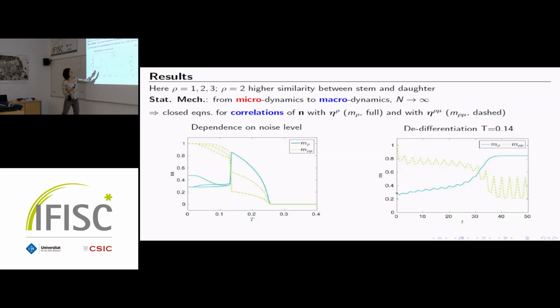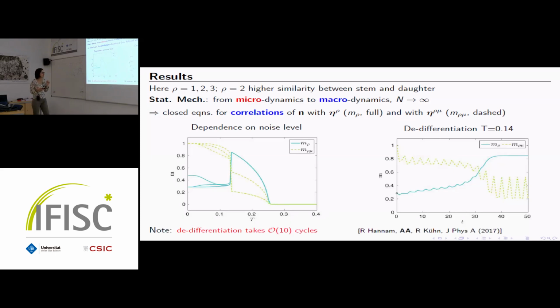So basically, if we are in this regime, so we place ourselves just above this transition here, and we initialize the system in a daughter cell, so the correlation with the daughter cell is maximal, 1. Then as time elapses, the correlation with the daughter cell will go down, and the correlation with the stem cell will increase, meaning that the system just abandons the daughter state and gets into the stem cell state.